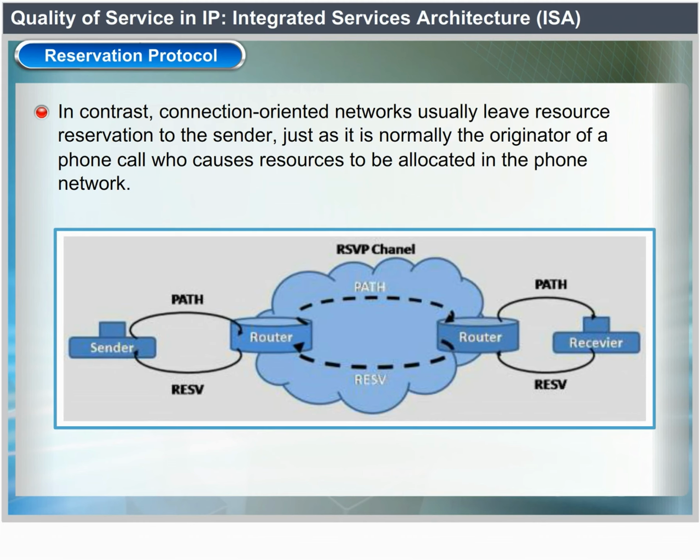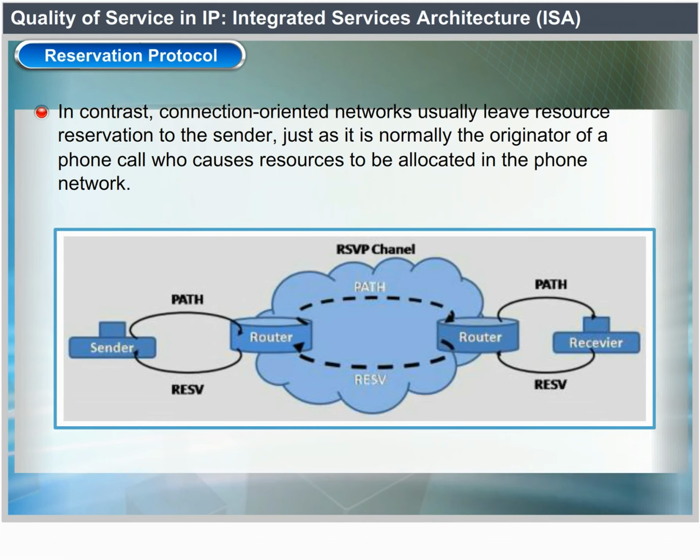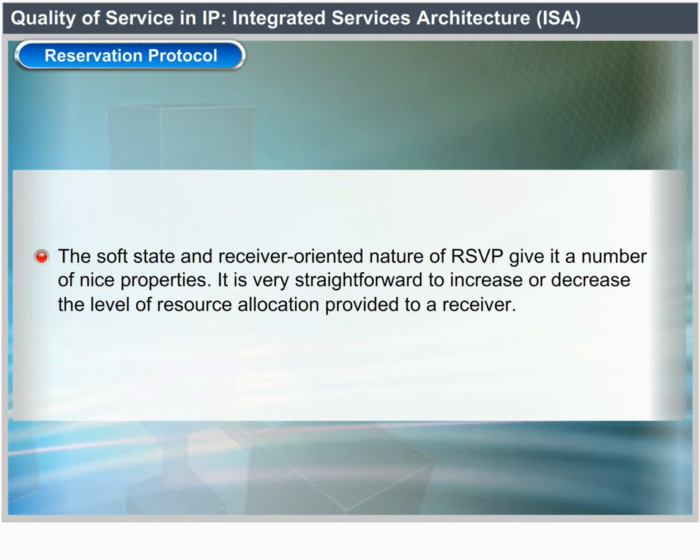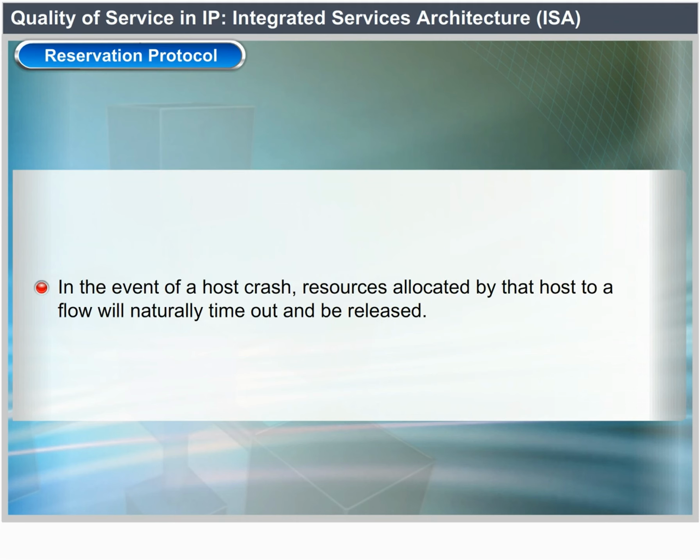The soft state and receiver-oriented nature of RSVP gives it a number of nice properties. It is very straightforward to increase or decrease the level of resource allocation provided to a receiver. In the event of a host crash, resources allocated by that host to a flow will naturally time out and be released.